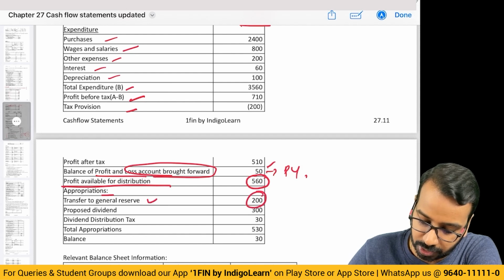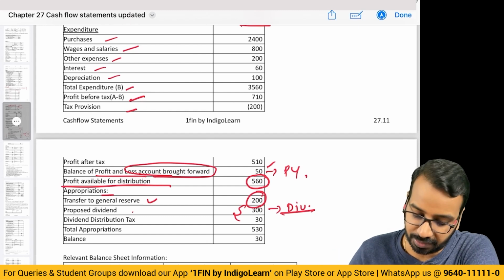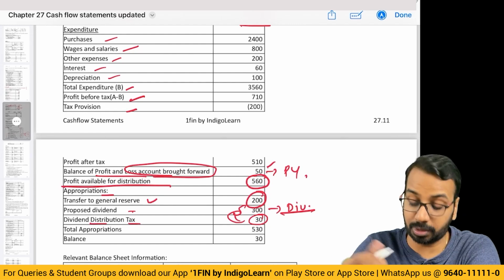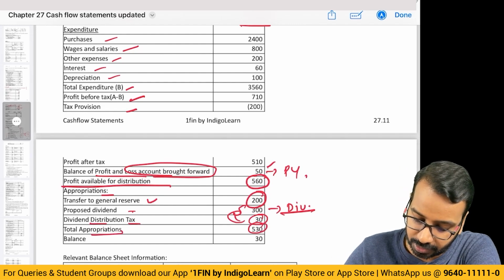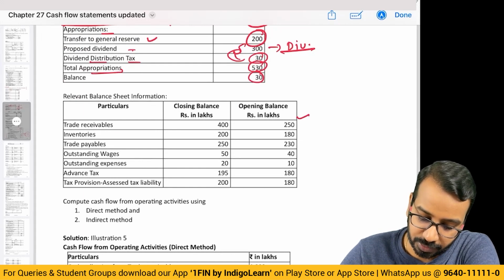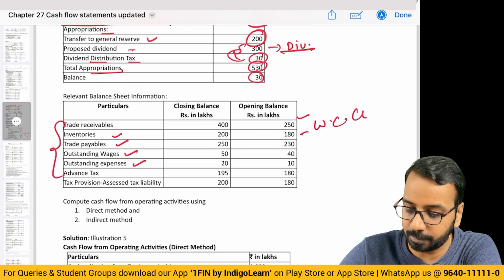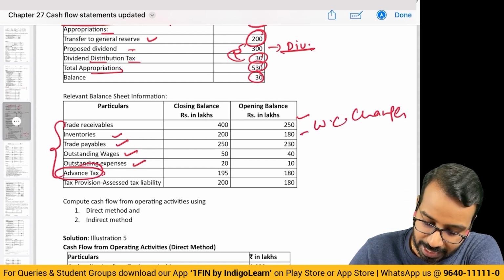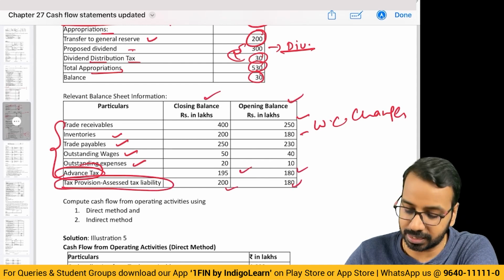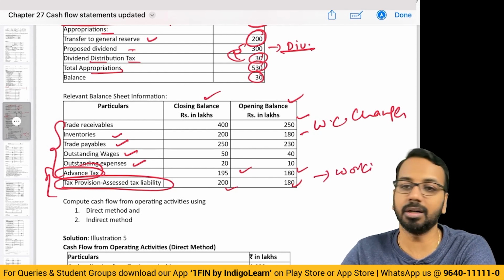Appropriation: they have transferred 200 to general reserve. Proposed dividend 300, which is the part related to dividend. Dividend distribution tax 30, no longer relevant, but sometimes they can ask as well. Total appropriation 530, balance is 30. Then they have trade receivables, inventories, trade payables, wages, outstanding expenses. All of these are part of working capital changes. Then they have advance tax and tax provision, 195, 180, 200, 180, opening balance, closing balance. Tax related, I will give you how to do the working note. You can follow that blindly and do it in the examination.